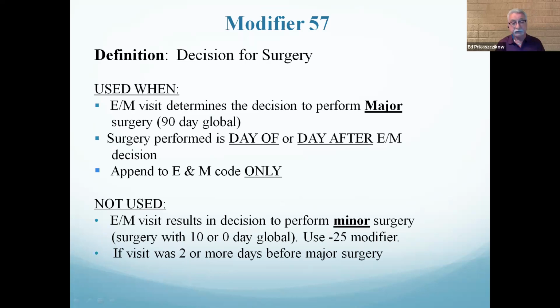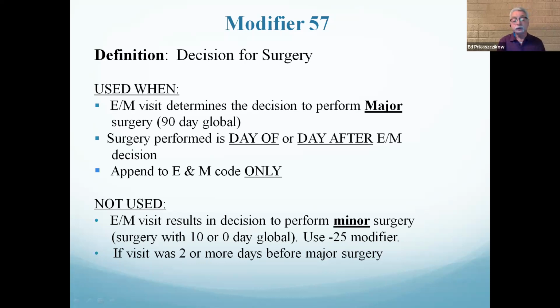Now, modifier 57 is the equivalent of modifier 25 with some differences. But this is applied to your major surgical procedures with a 90-day global. When you do an E&M on a visit that determines the decision to perform the major surgery, and you do the surgery that day or the next day, then you can bill and get paid for the E&M as long as you append the 57 modifier on it, and you'll also get paid for the surgical procedure done that day or the next day.